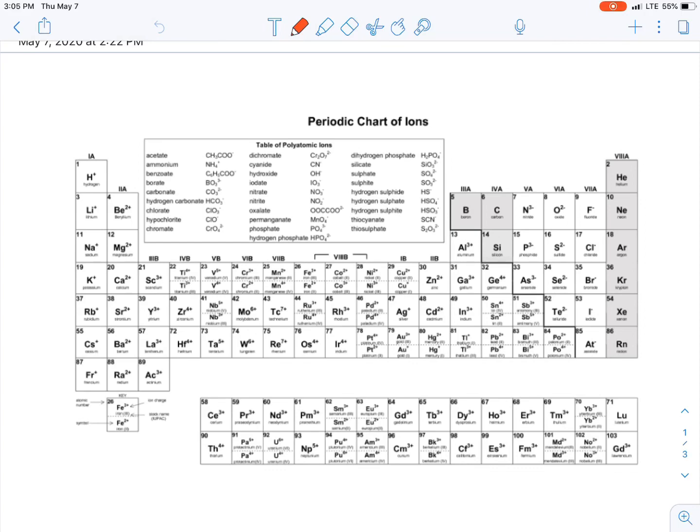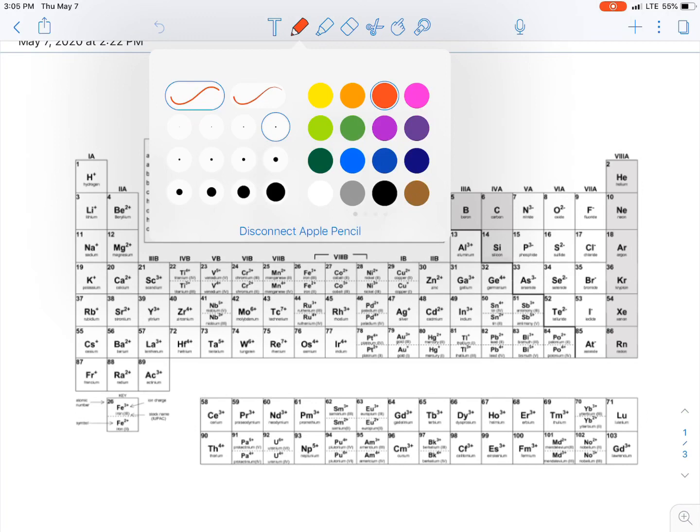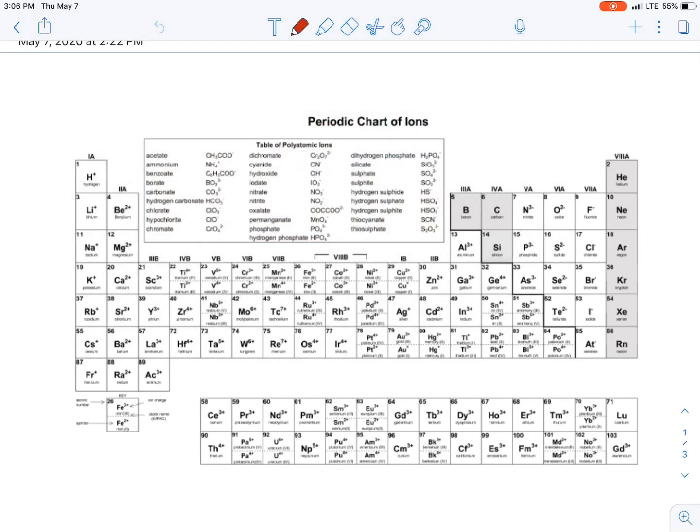Okay, so if you're going to write water's formula, let's do this in, oh my gosh, look at this pretty color right here. I'm going to call that rust. All right, let's start off with H2O. So first of all, H2O has hydrogen and oxygen. Of course we know that, right? So we're going to start off with H. Always start with the cation, the positive, and H has a positive 1 charge.